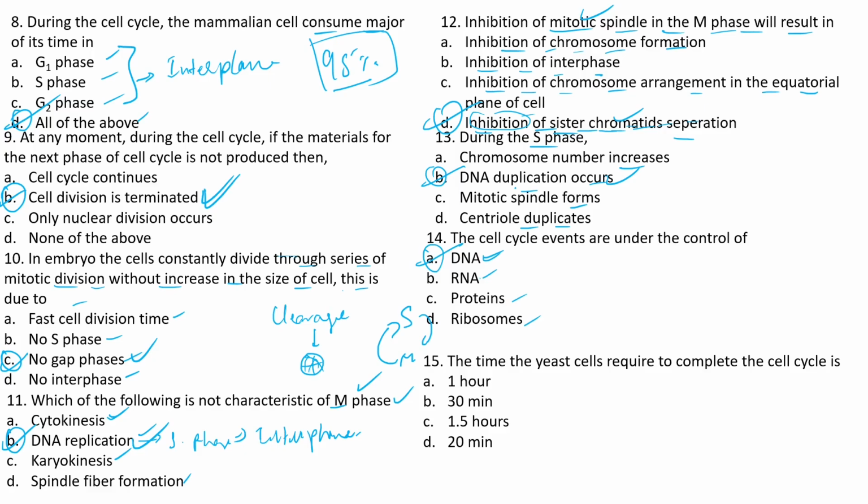The next one: the time the yeast cells require to complete the cell cycle is 1 hour, 30 minutes, 1.5 hours, or 20 minutes. We know it is around 1.5 hours, or around 90 minutes exactly, right? So 20 minutes is mainly in the case of bacteria, remember. In the case of bacteria, it is around 20 minutes for the whole process of cell division.